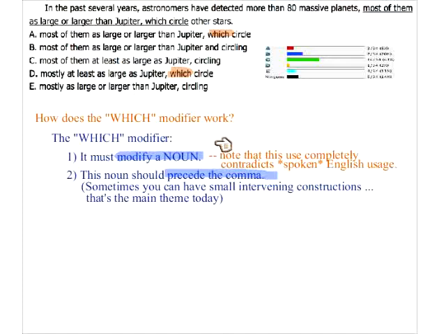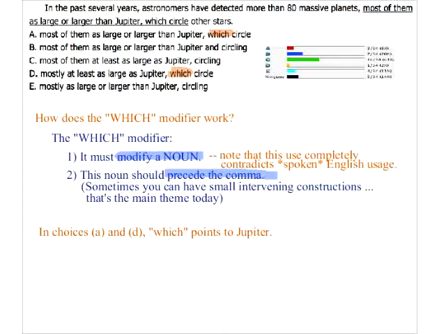So if you look at choices A and D here, what is which pointing to? Text box, please. In choices A and D. Yeah, it's pointing to Jupiter, because there are no other nouns in the vicinity. There's no other construction that it could possibly point to. So which points to Jupiter. One thing here, it can't point all the way back to massive planets. That's too far away.